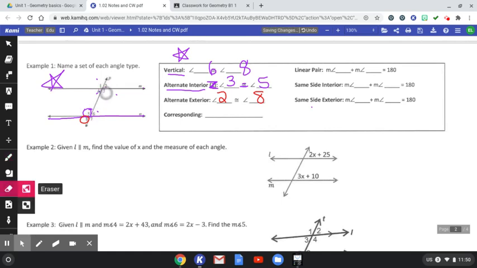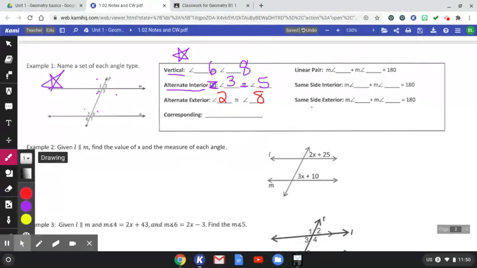I'm going to just take some of the notation out so we can see what I'm writing here. But corresponding angles, if I started at 3 and I copy and paste down to the other 4 pieces here, 3 is to the bottom right of them, that would copy and paste to 7. So angle 3 would be congruent to angle 7.